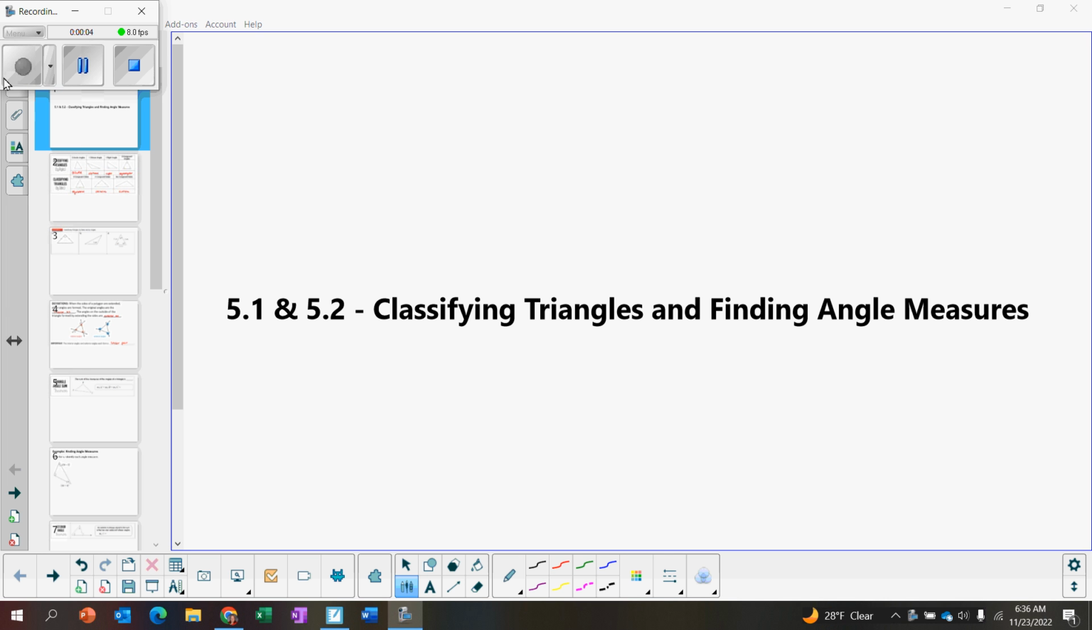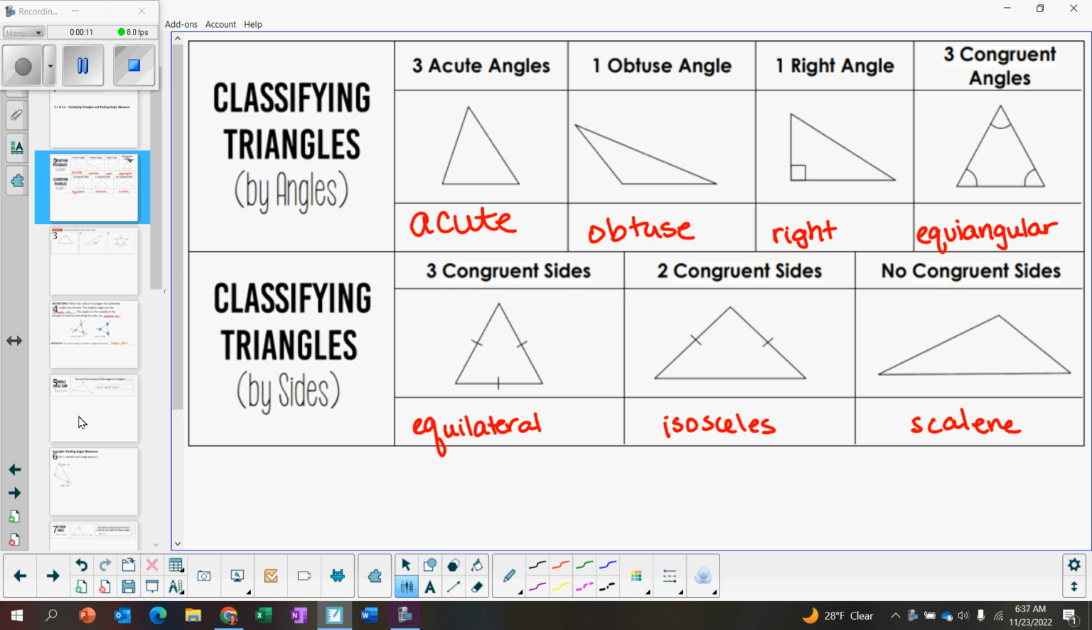This is sections 5.1 and 5.2, classifying triangles and finding angle measures. So let's first start with classifying triangles. There are 4 ways to classify a triangle by angle.